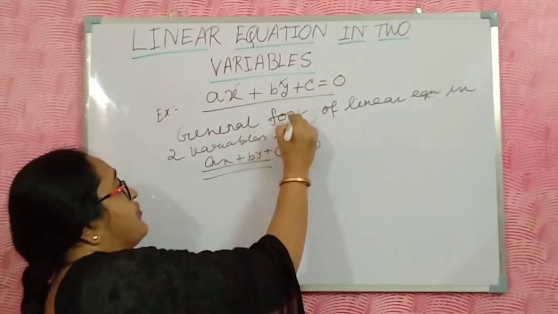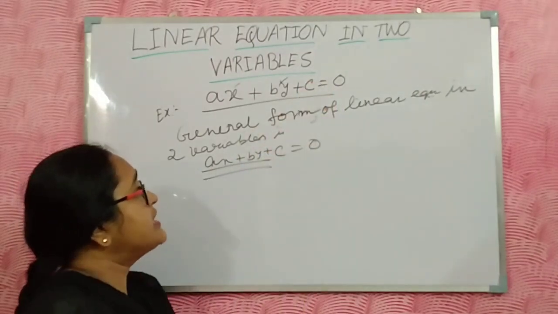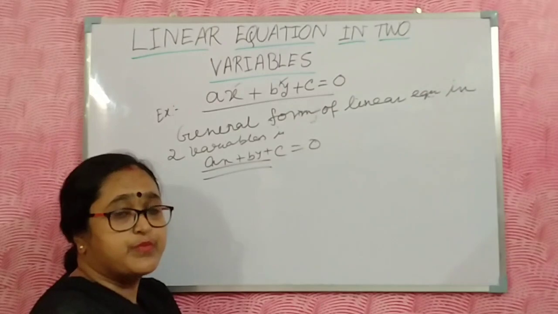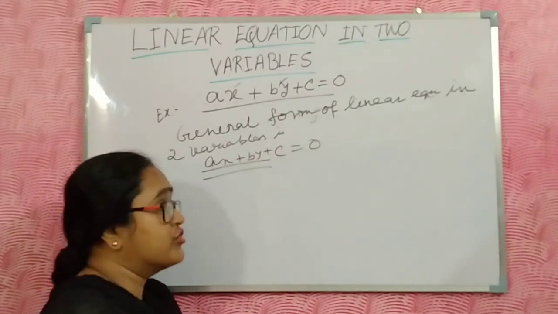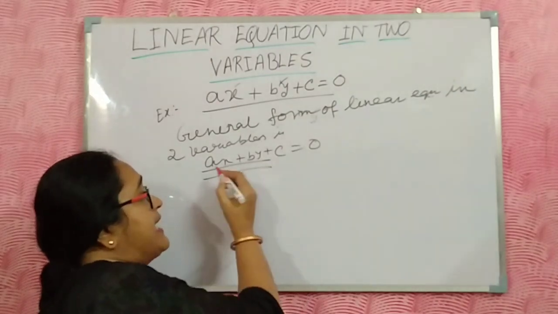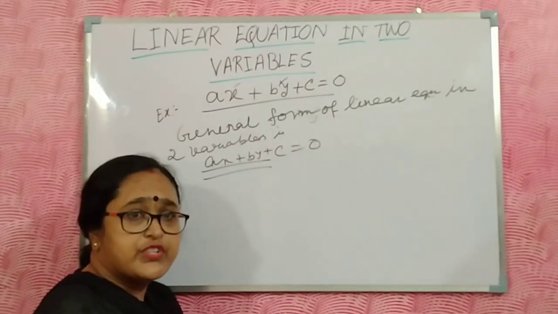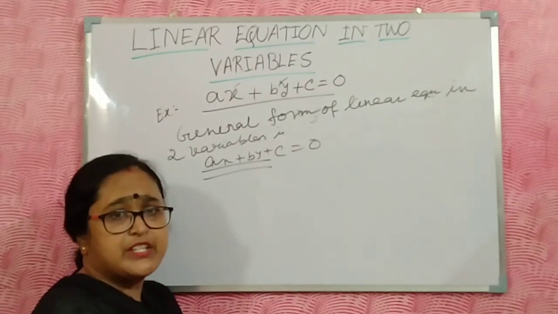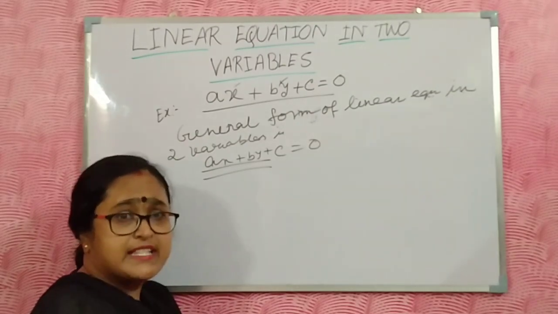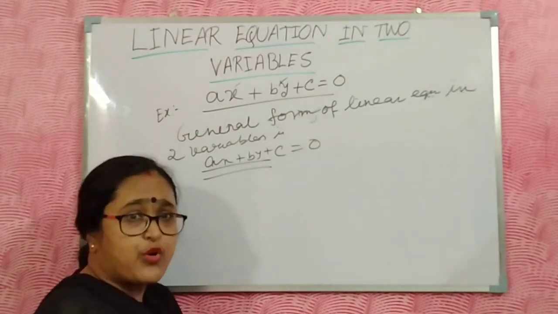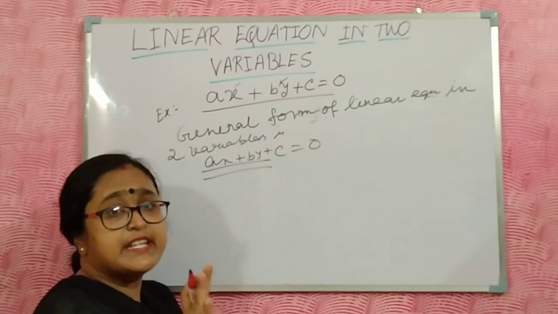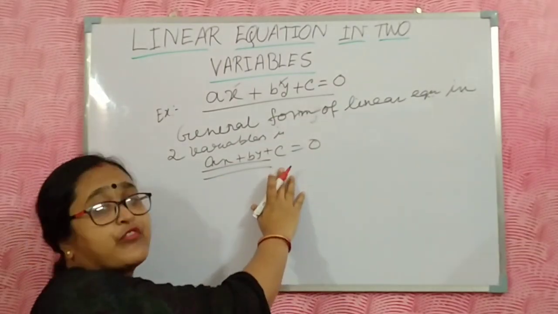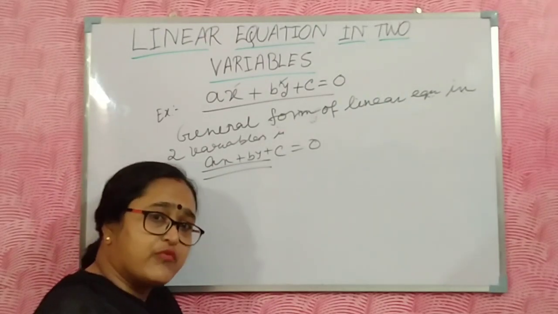The general form of linear equation in two variables is ax plus by plus c is equal to 0, where c is constant, and a and b are the coefficients of x and y. In my previous video, I already discussed algebraic expressions, polynomials, and equations also. This is the general form of the linear equation in two variables.